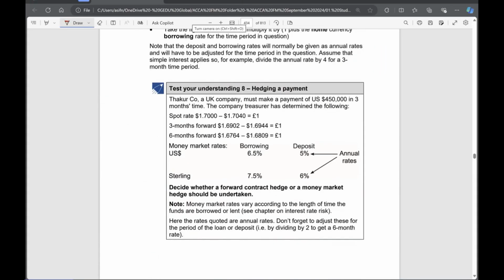Yes, of course we have to pay interest, but we will receive interest as well. You borrow in pounds, you deposit in dollars. You pay interest, of course, in pounds. You receive interest on dollars, right?